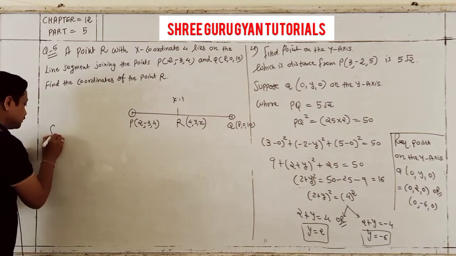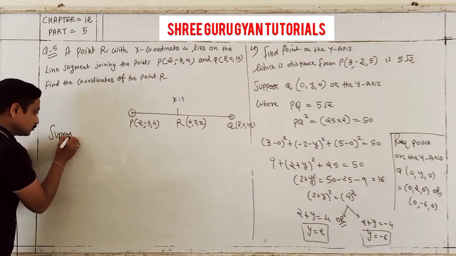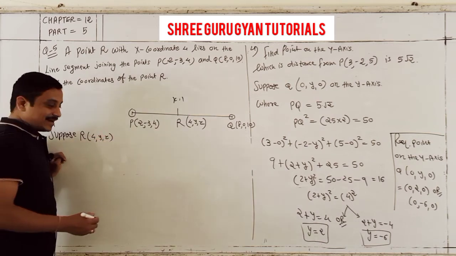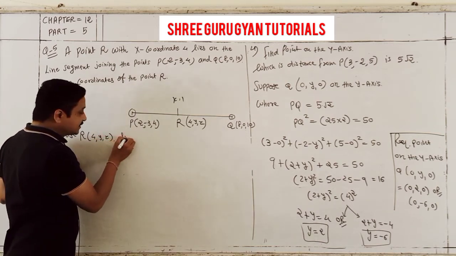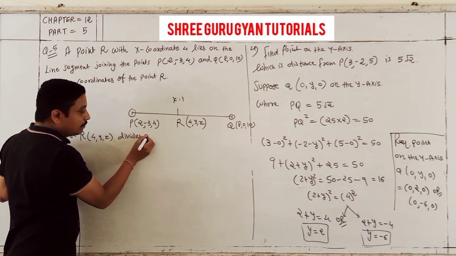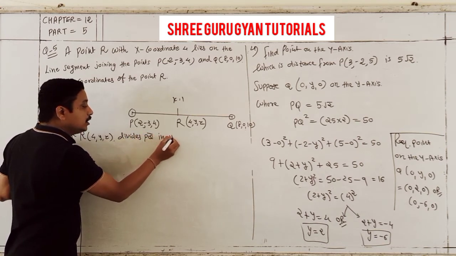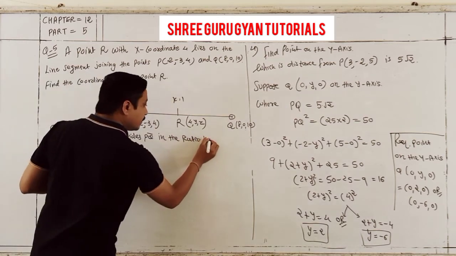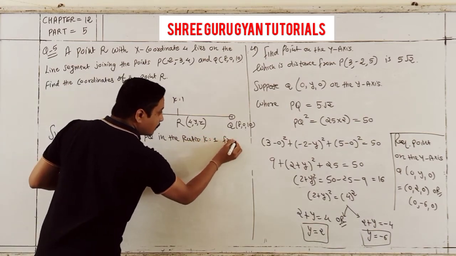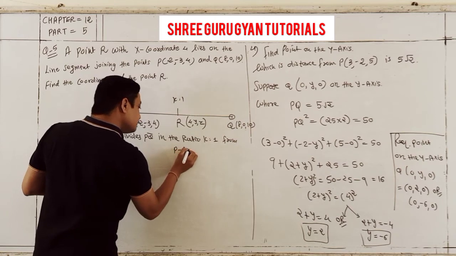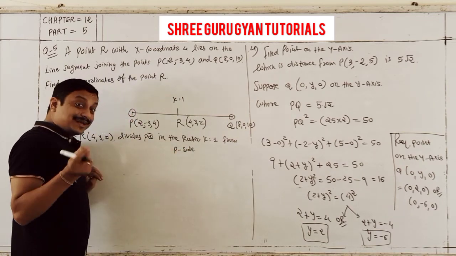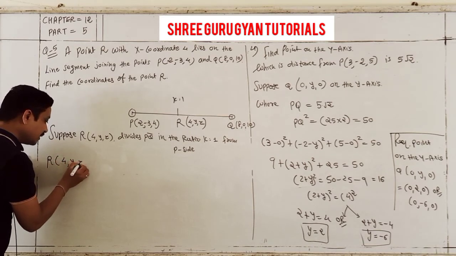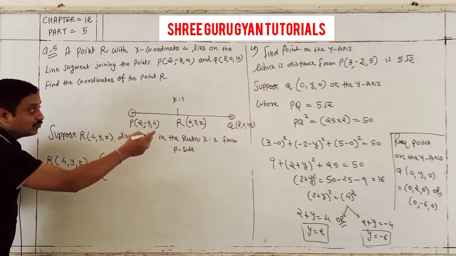So suppose R(x, y, z) divides PQ in the ratio k is to 1 from the P side. So you can convert directly to the value R(x, y, z) and create the value using the k ratio 1.